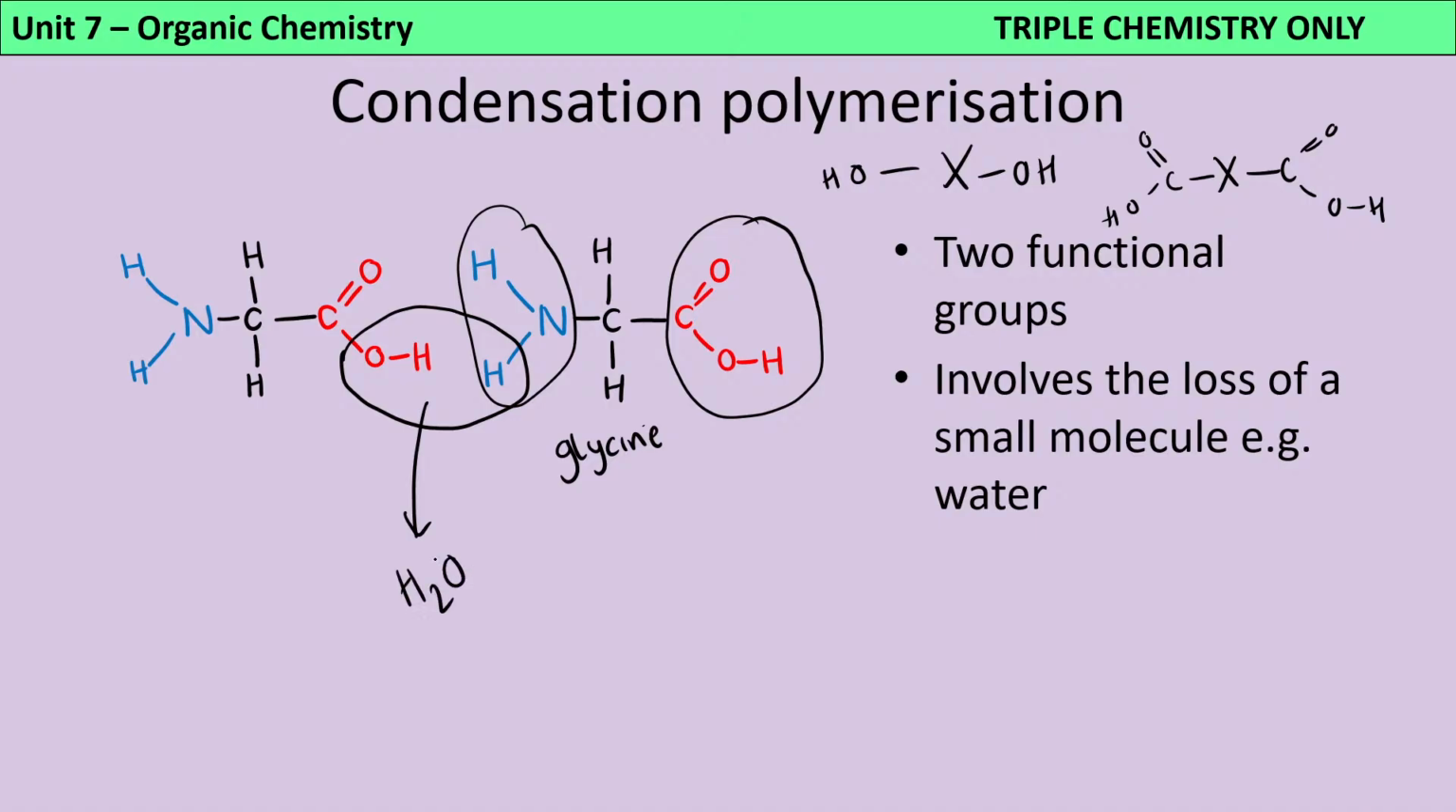So if you're trying to figure out whether something is an addition polymer or a condensation polymer, the trick is, are all the atoms you started with in the polymer? If they are, it's an addition polymer. If they're not, it's a condensation polymer. Yes, you do need to know how to draw the ester because it is in your spec.